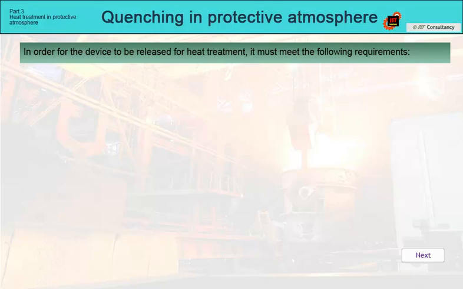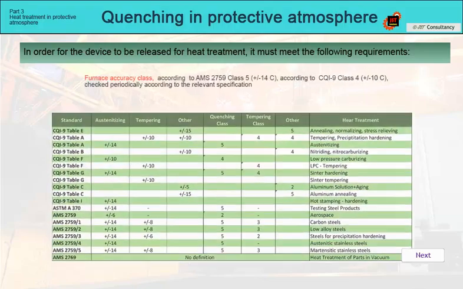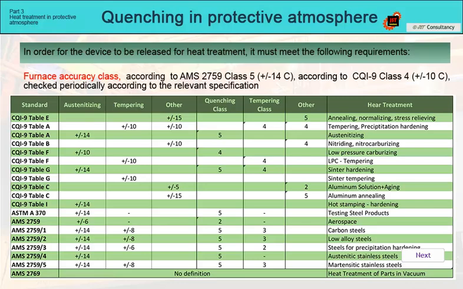Maintaining a heat treatment device with a protective atmosphere is not at all easy and requires high qualification of the personnel, especially on the maintenance team. In order for the device to be released for applications in the automotive or aerospace industry, it must meet the following requirements. It must be in the furnace accuracy class according to the specification for the given application. According to CQI 9, as well as according to the American Standard AMS 2759, it is usually furnace class 5 with a temperature uniformity of ±14 Celsius.